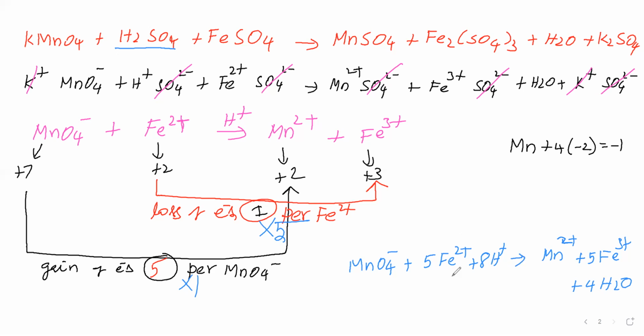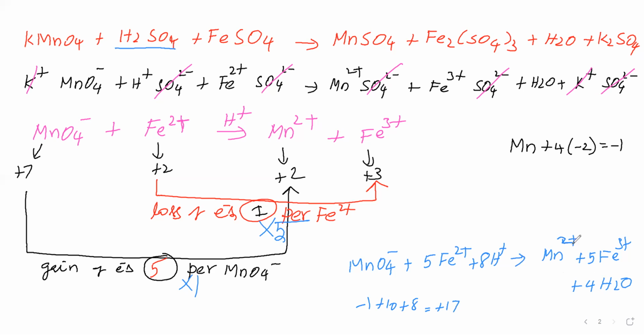Okay. Now we will see charge balancing. If charge is balanced, then this ionic form of the equation is correctly balanced. That is the meaning. So permanganate contains -1 charge. Fe contains +2, 5 into +2 is +10. Here 8 into +1 is +8. Therefore +17 is the charge on the left side.